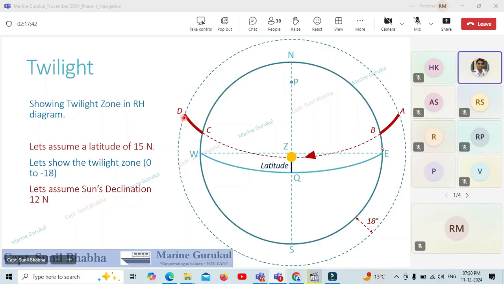So this is how this negative altitude of 18 degrees can be shown in the rational horizon diagram, and it helps us to solve any numerical problems related to twilight. Now this diagram shows the 18 degrees belt, which represents astronomical twilight. In a particular question, if they ask you about nautical twilight, then this belt is going to reduce to 12 degrees. And in case a civil twilight question is asked, this belt is going to be reduced to 6 degrees width.